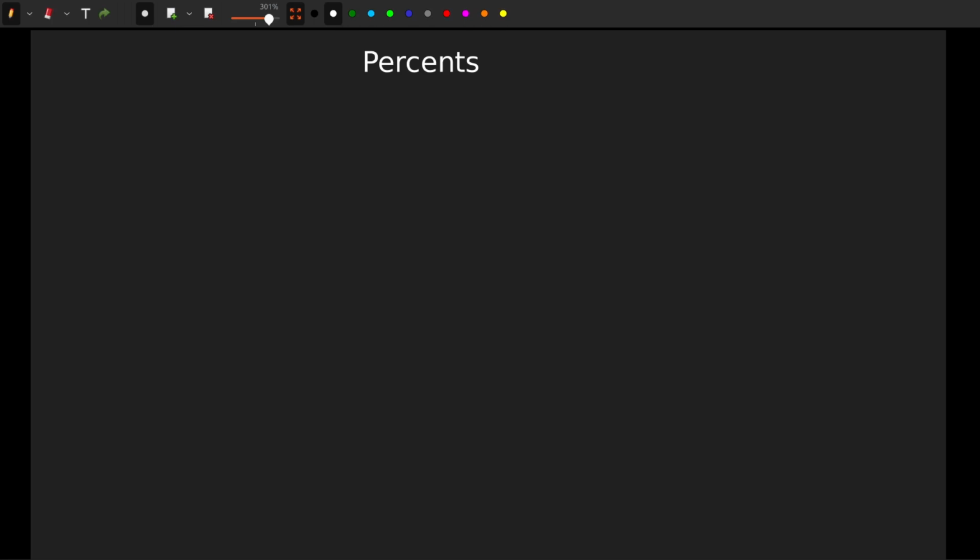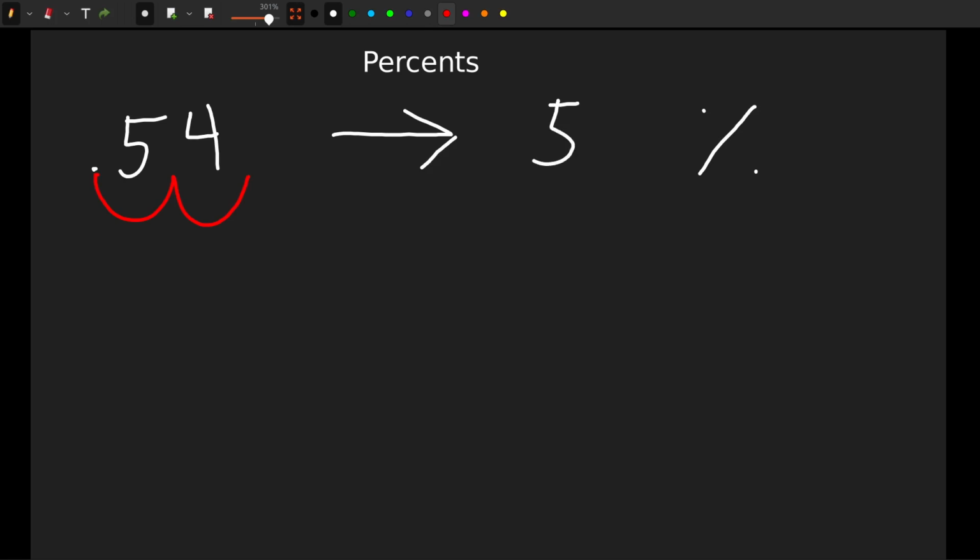So I'm going to have an example of 0.54. And in order to convert this to a percentage, which we use the percent sign afterwards, all I need to do is move my decimal point 2 spots, 1, 2, to the right. And then my percent in this case is 54%.